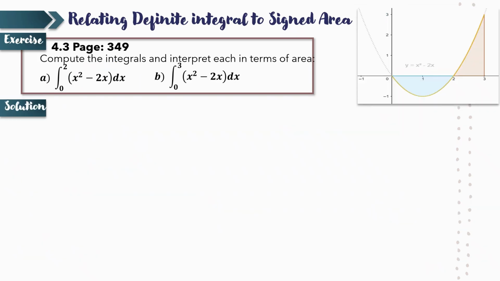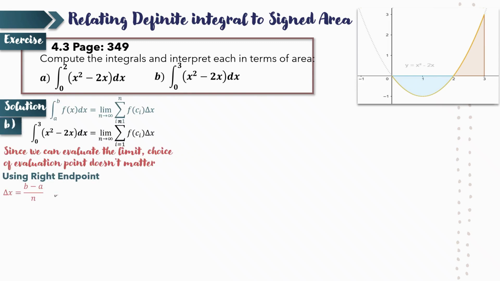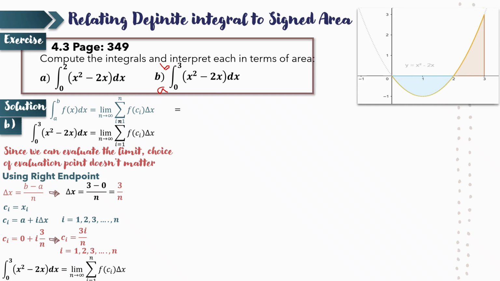So let's move with the second one. Second one also, using the Riemann sum, we will proceed. So right-hand point, delta x. This time your lower limit is 0 whereas your upper limit is 3. So it is 3 minus 0 over n, 3 over n. Now right-hand point a plus i delta x will result in 3i over n.